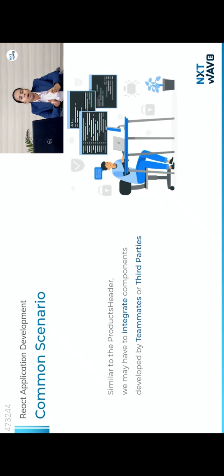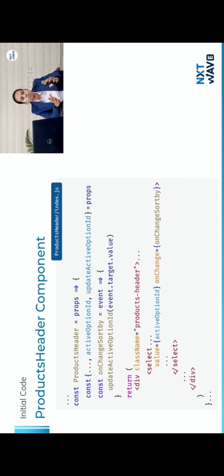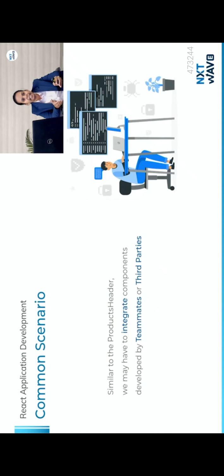Here we have provided you the products header component. The initial code is already available for you. The entire products header component is available for you. Now you have to integrate this into the application. So for this, what do we have to do? Let's understand that.